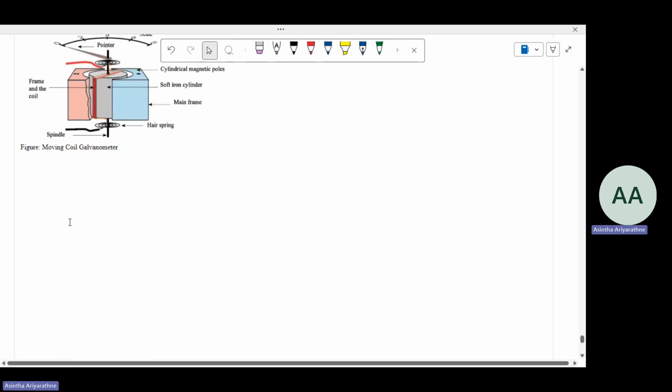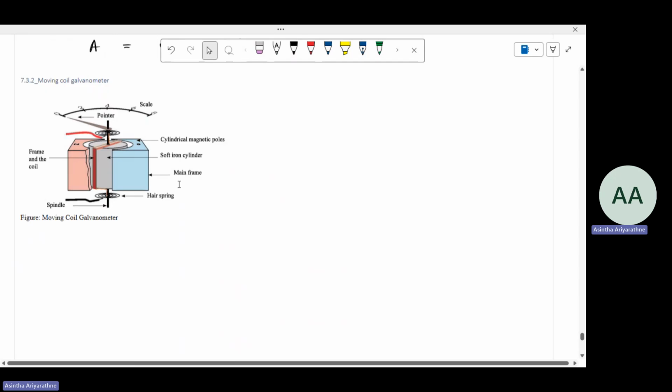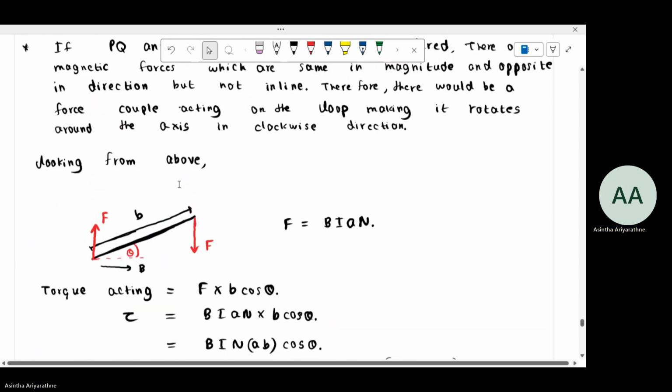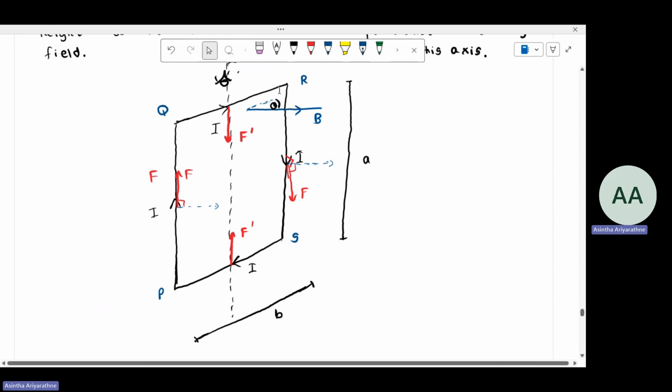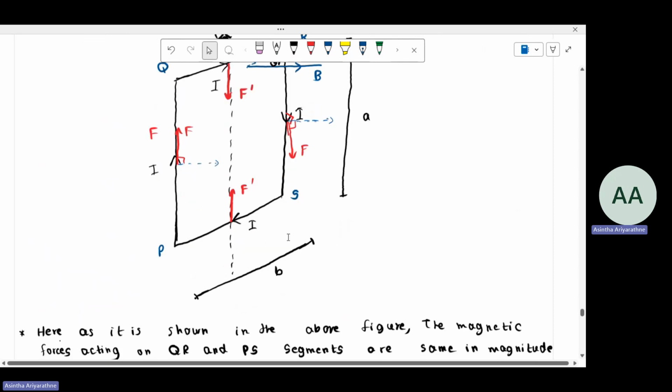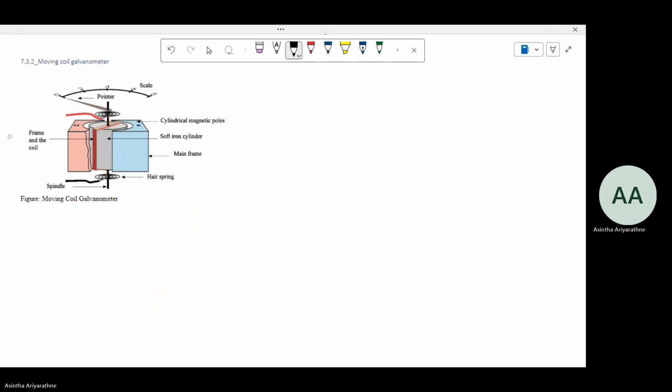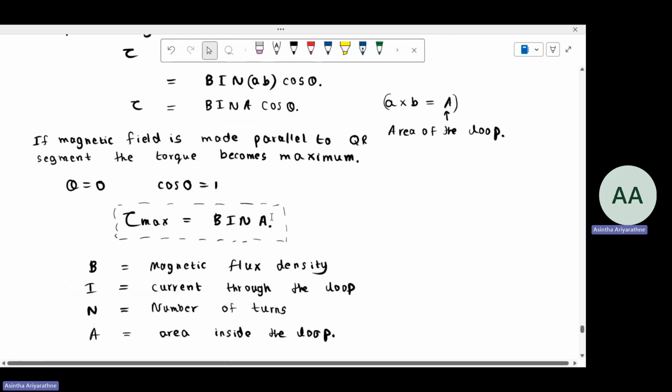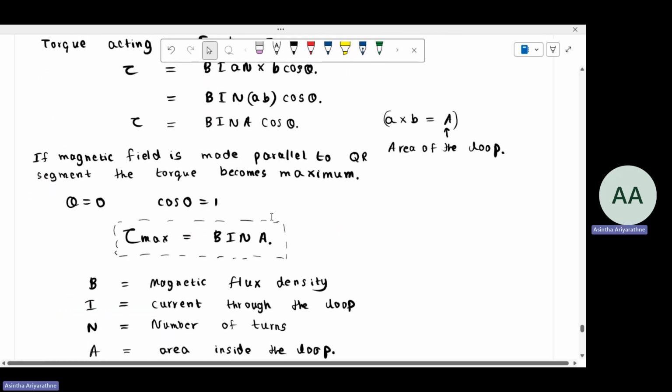So the moving coil galvanometer is based on this current carrying loop, this rectangular loop, as you can see here. So how do we get the maximum torque here? To have the maximum torque, the magnetic field should be made parallel to the QR side. So how can it be attained?